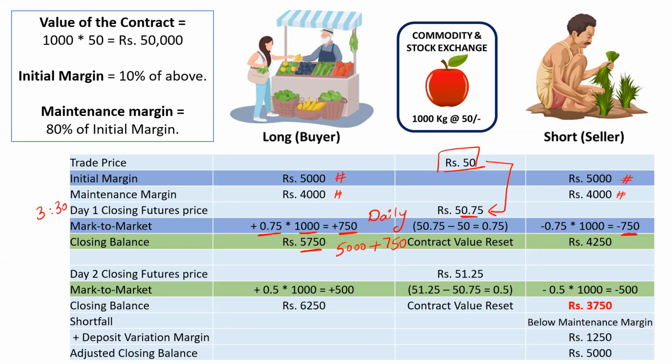For the short, he is going to lose this 750. So from 5,000, this 750 is going to be reduced and his account will now have a balance of 4,250. So whatever is your daily profit and loss, that will automatically be deposited into your account or be deducted from your account. Take a minute, pause the video over here and try to understand this calculation. And if you have any questions, you can post it in the comment section.